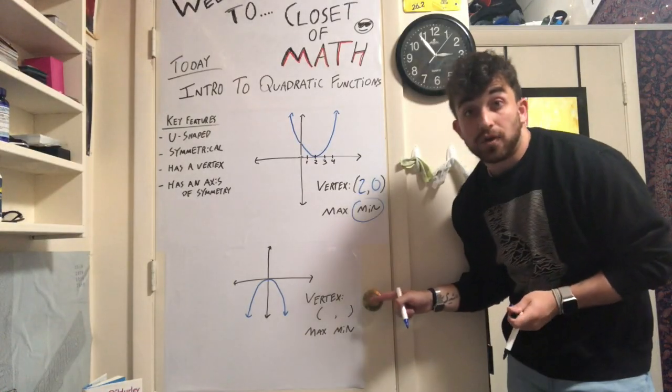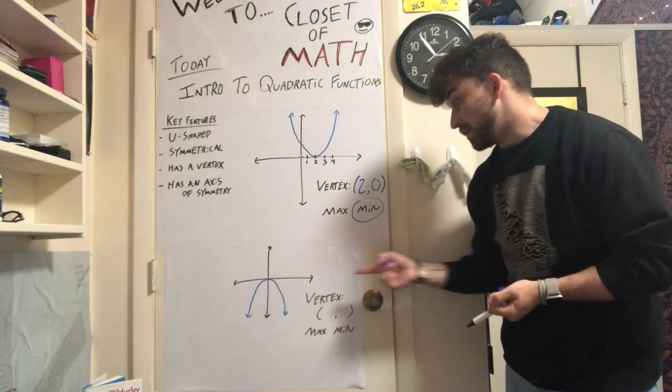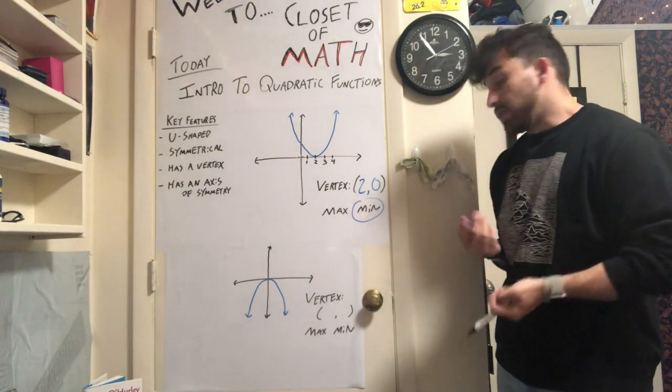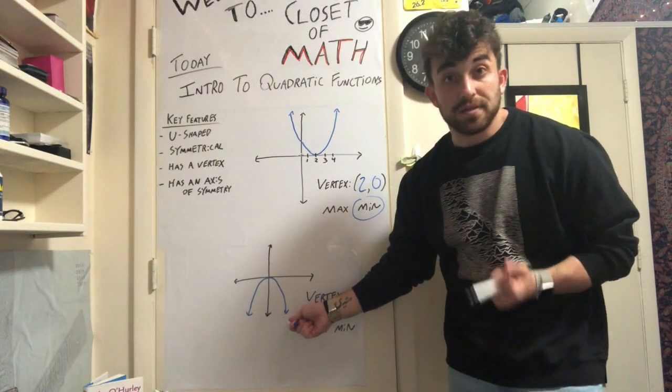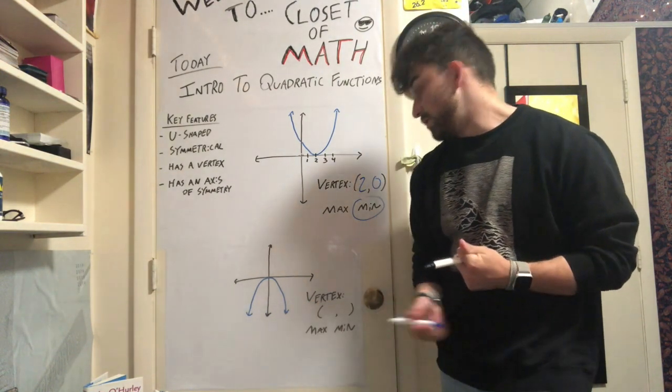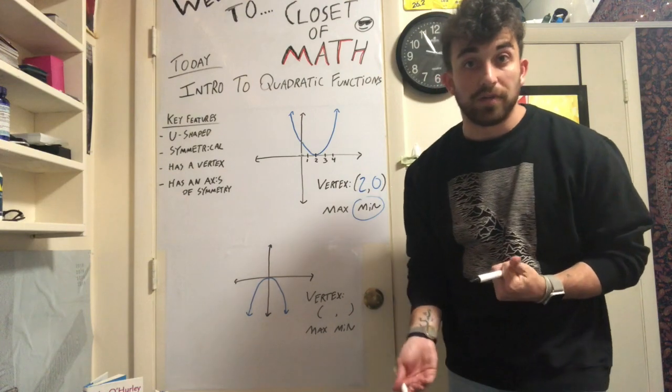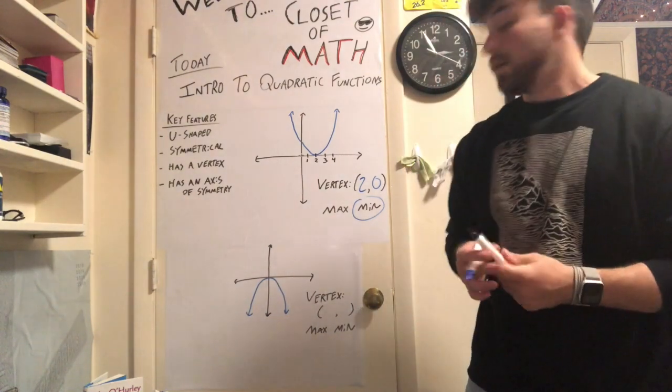Now if we have a quadratic that's facing down, that's a different story. These arrows are both pointing down. That means that this quadratic function has all y values down to negative infinity.